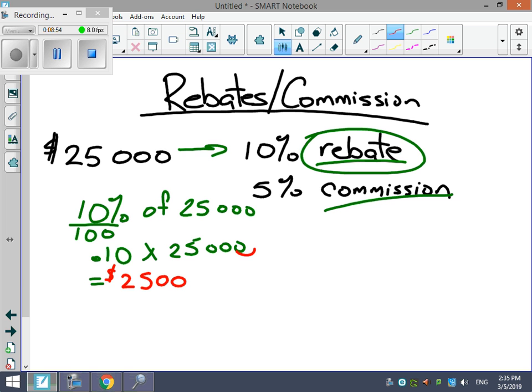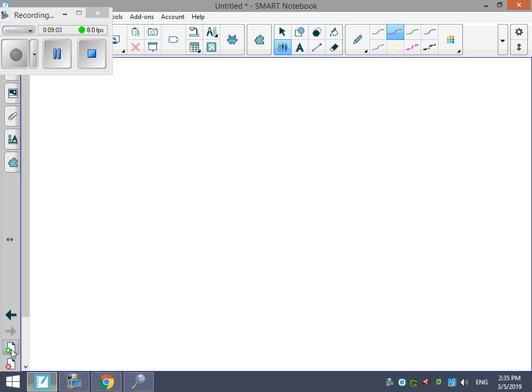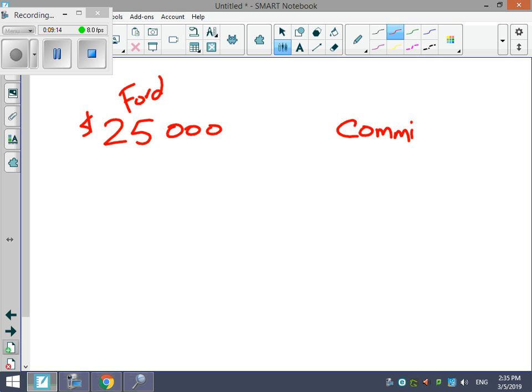Now, commission is something else. It's not tax, it's not discount, it's not a rebate. I'll get a new page here for you. Let's still go with that $25,000 for the Ford car, but this time when you are getting commission, you are no longer talking about the person that is buying the car. Commission is for people that sell things. They are the seller of clothes and cars and jewelry and whatever.